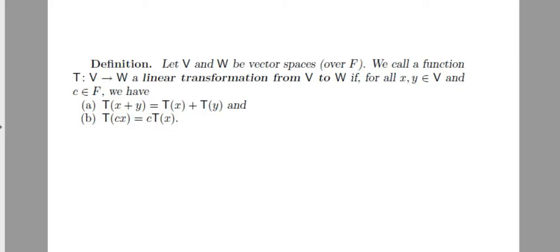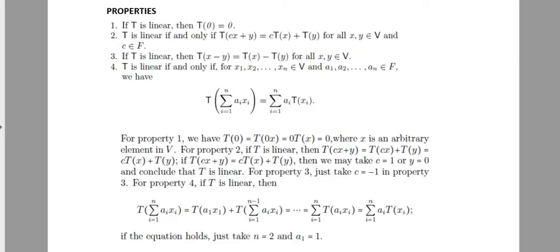x and y in vector space V and scalar c in field F, we have these two properties: T of x plus y is equal to Tx plus Ty, and T of cx is equal to c times T of x. Now let us see some properties. If T is linear, then T of 0 is equal to 0. That is, the 0 element of the vector space is mapped to 0. So let us see the proof.